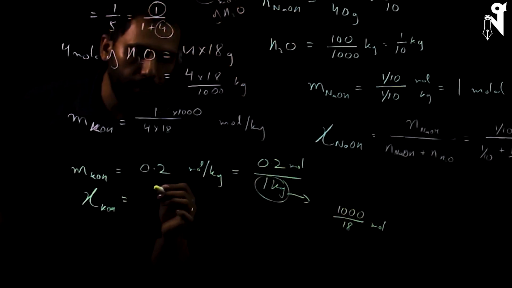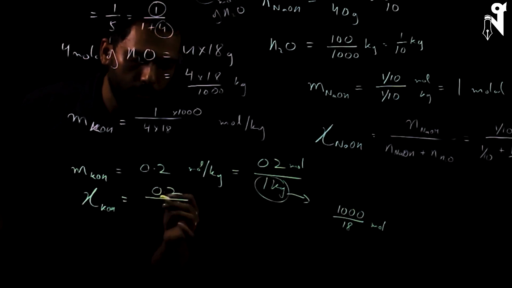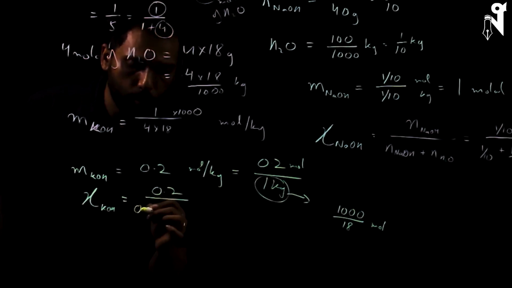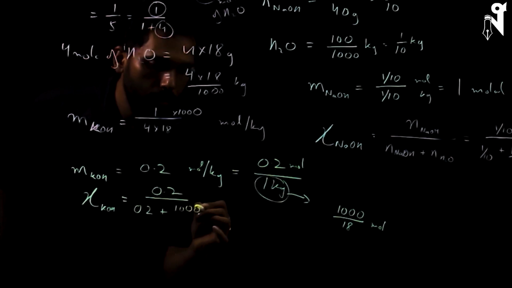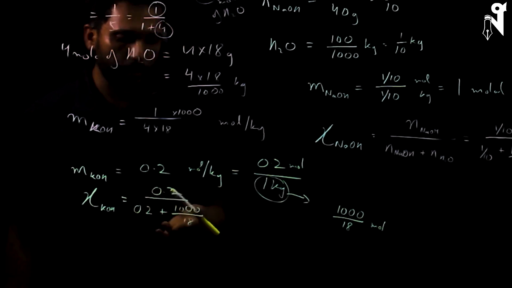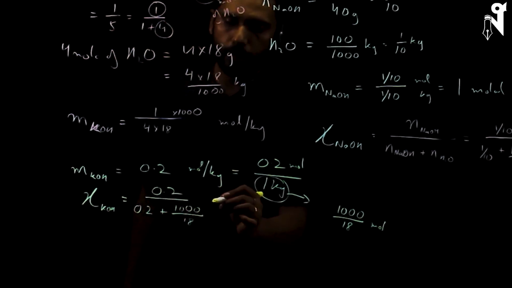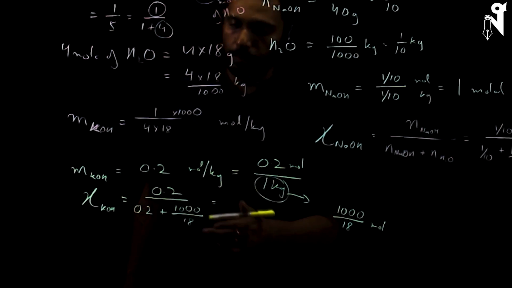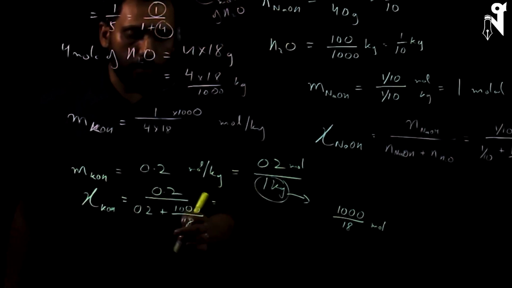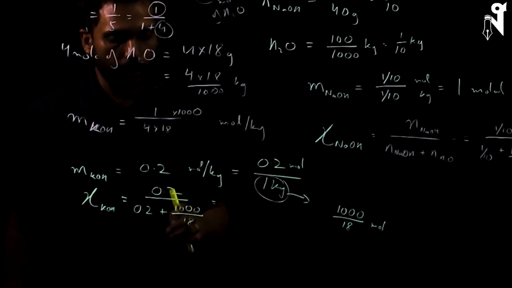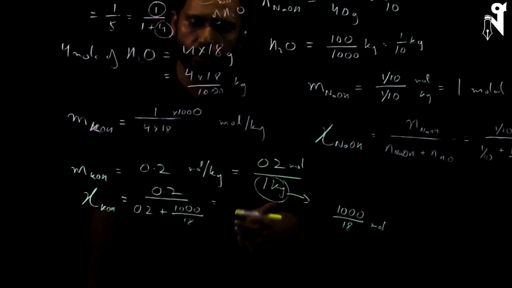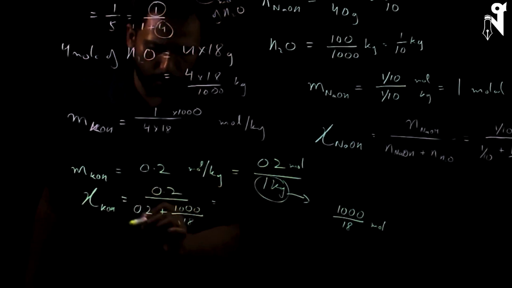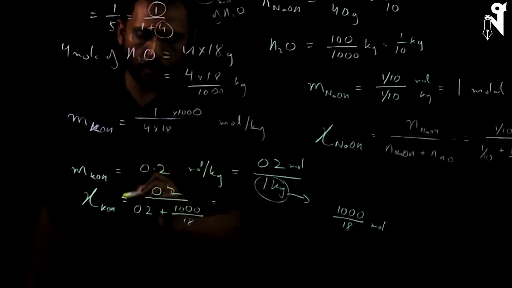So the mole fraction will be 0.2, that is the moles of KOH, divided by the total moles, including KOH, KOH plus water, which is 1000 by 18. 0.2 could be neglected in front of this if it is a dilute solution. If it is this dilute, it would roughly give you 3.6 divided by 1000. So 3.6 into 10 power minus 3. But I'll leave the answer in this format so that you know the concept.